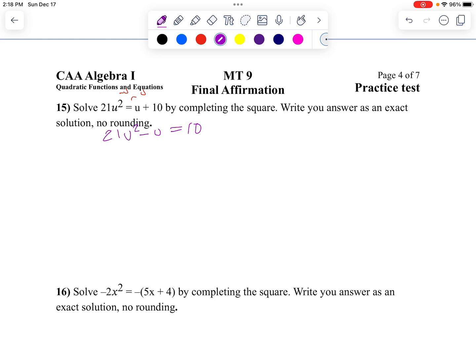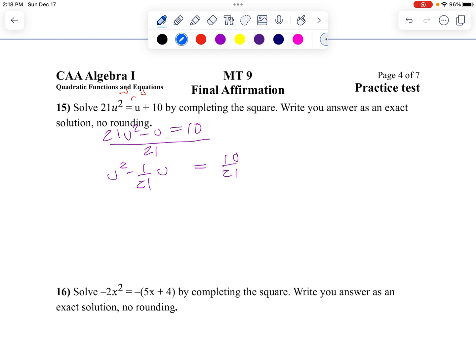Now, I can't have a coefficient in front of u squared to complete the square. So I divide everything by the coefficient in front of u squared, which is 21. So then we get u squared minus 1 over 21 u, I'll leave a space, equals 10 over 21.